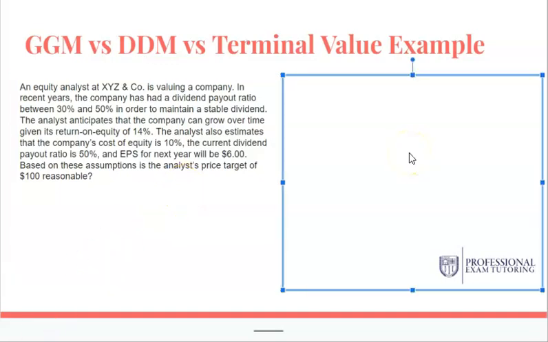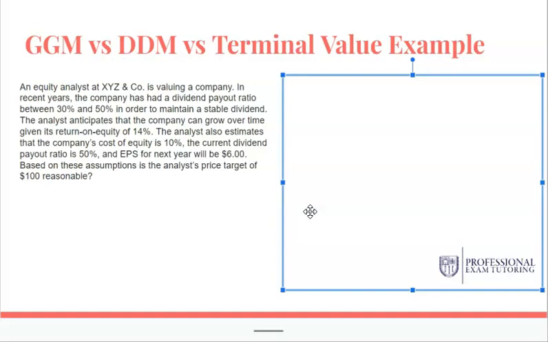Okay, let's try to solve this question. The first thing with any question on a Series 86 exam is always look and get very clear on the question. Their questions are very literally worded. So here they're asking us, based on these assumptions, is the analyst's price target of $100 reasonable? So what we need to do is come up with an estimate of the price target.